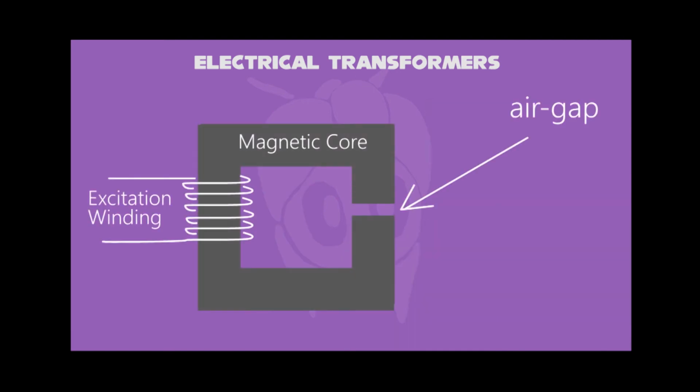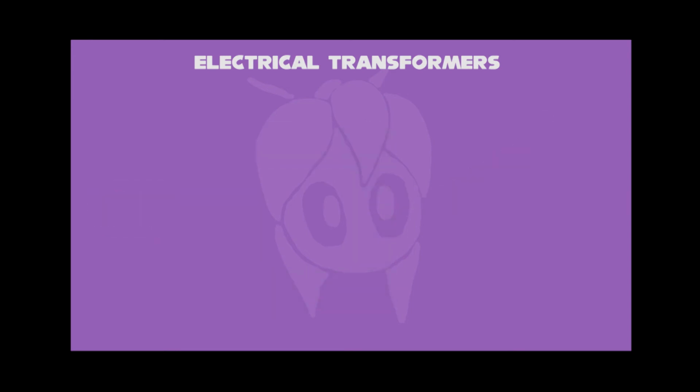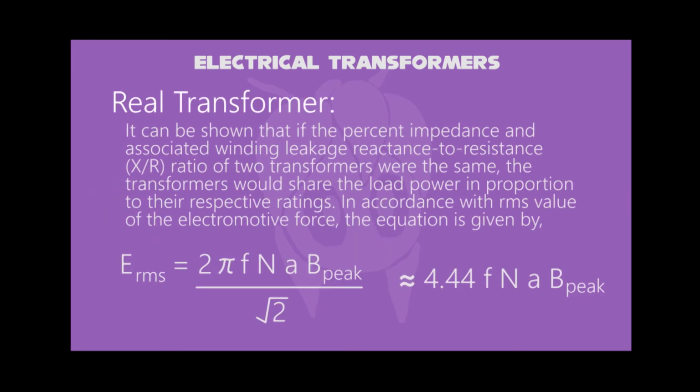Air gaps are also used to keep a transformer from saturating, especially audio frequency transformers in circuits that have a DC component flowing in the windings. A saturable reactor exploits saturation of the core to control alternating current. We can show that if the percent impedance and associated winding leakage reactance to resistance X/R ratio of two transformers were the same, the transformers would share the load power in proportion to their respective ratings.